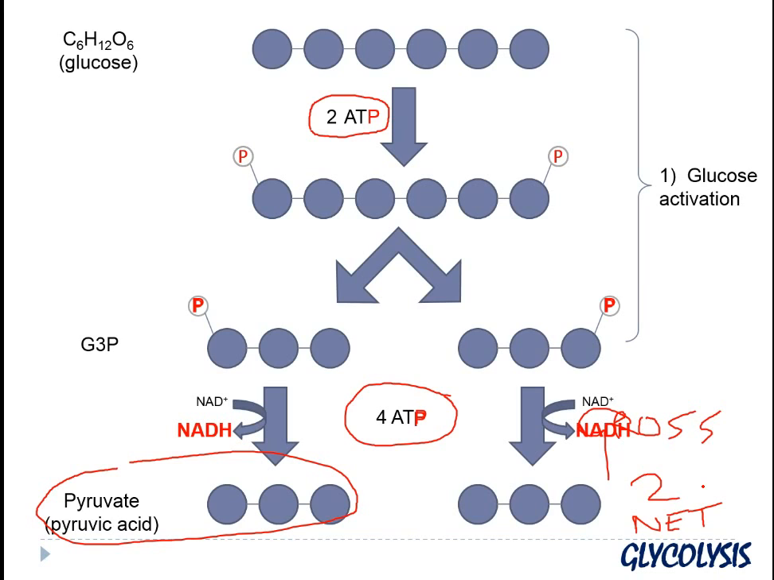The other thing it does is it makes that NAD become NADH. And NADH is basically just going to gather up some hydrogens and electrons and move it to another step later. So our net gain is 2 ATP.